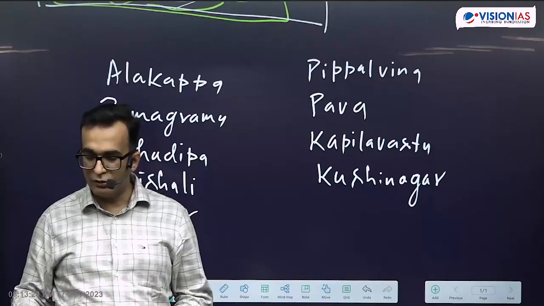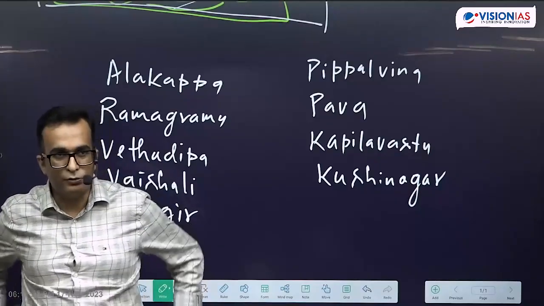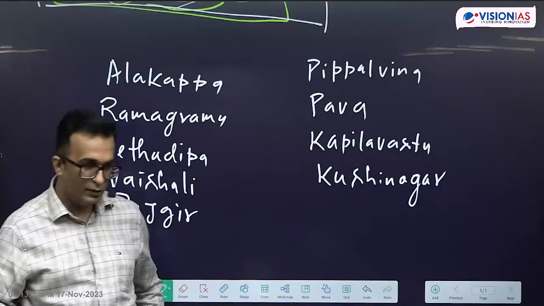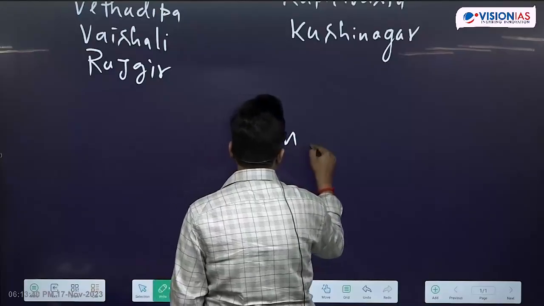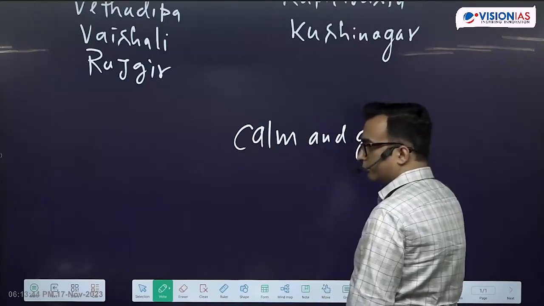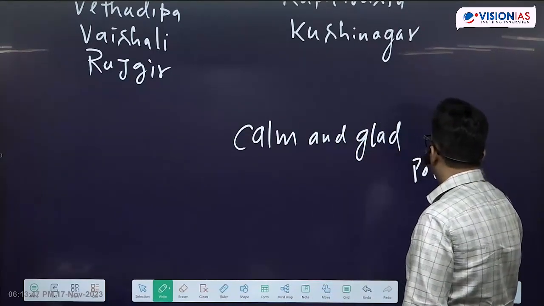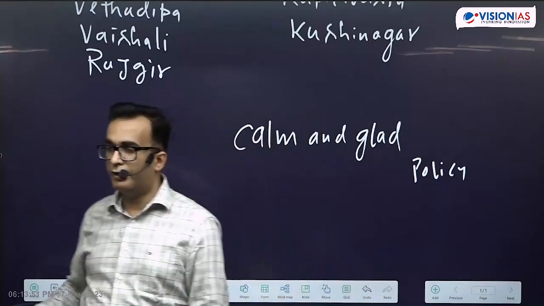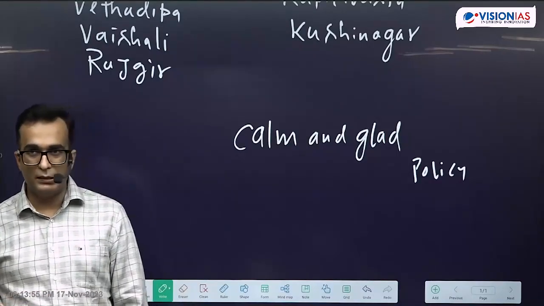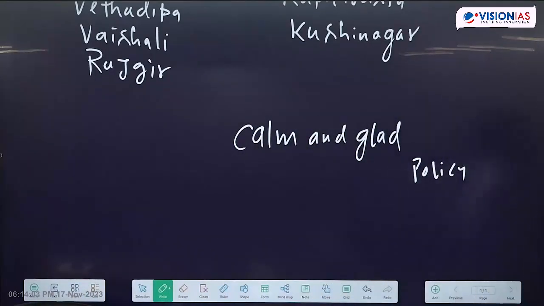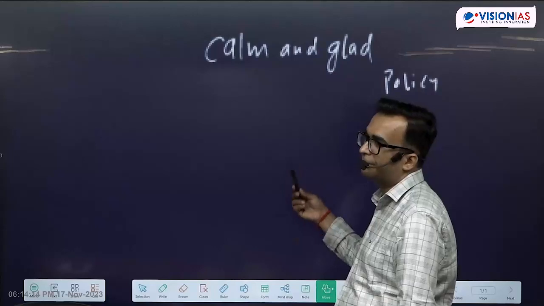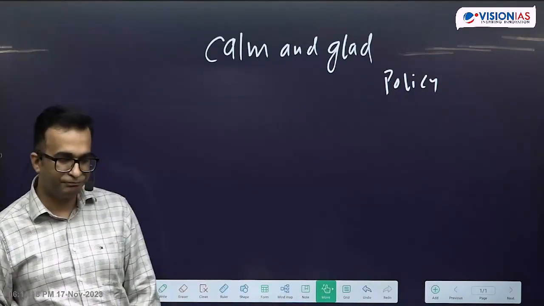So you write: after the construction of early stupas, Asoka initiated the calm and glad policy, whereby it is said that he constructed 84,000 stupas. Done? 84,000 stupas.